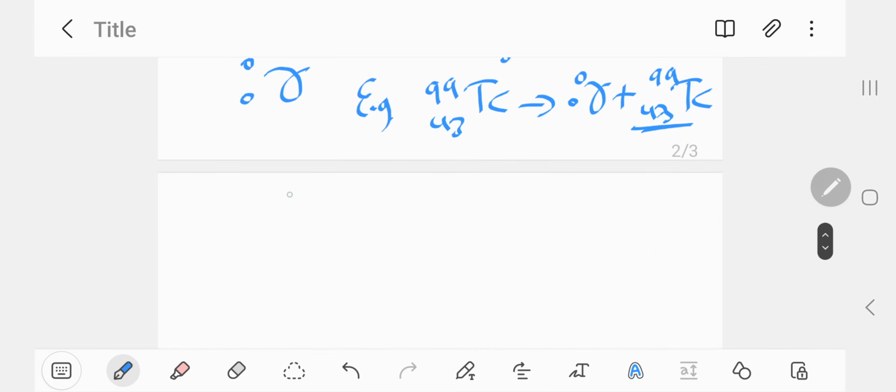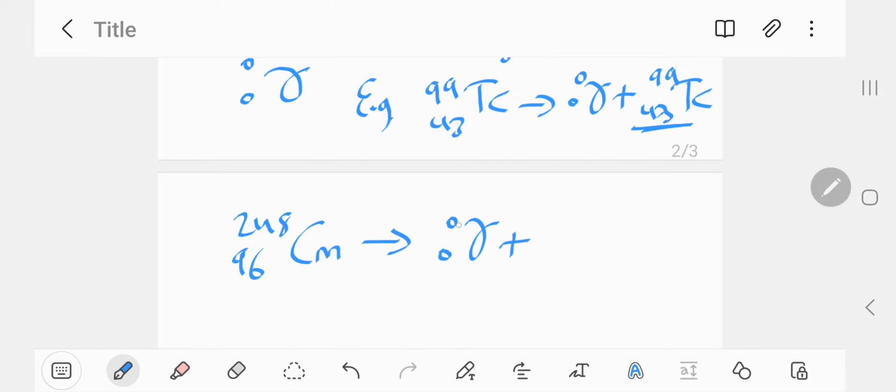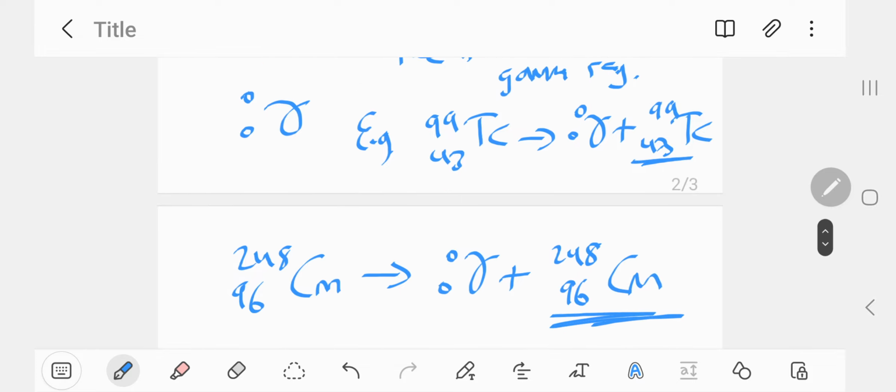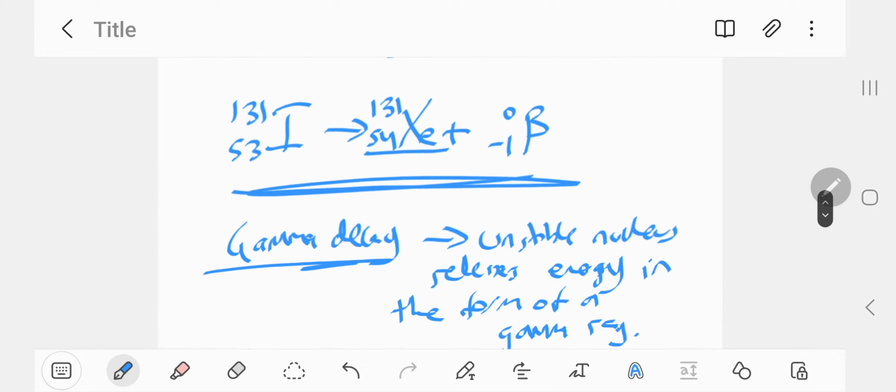Let's do curium 248, 96, and a gamma. Something plus 0 is 248. That's 248. Something plus 0 is 96, 96. You get back the same element. And that's the idea. So with gamma decay, the element doesn't change at all.